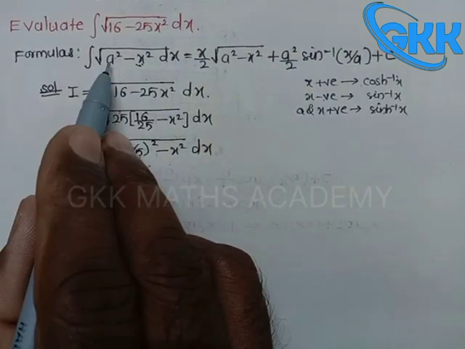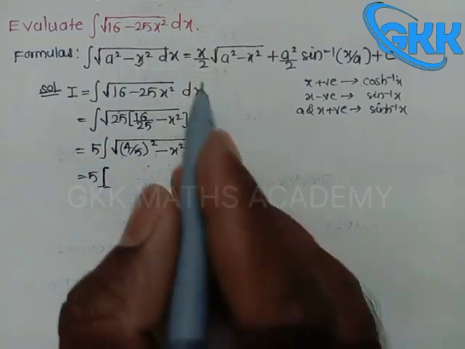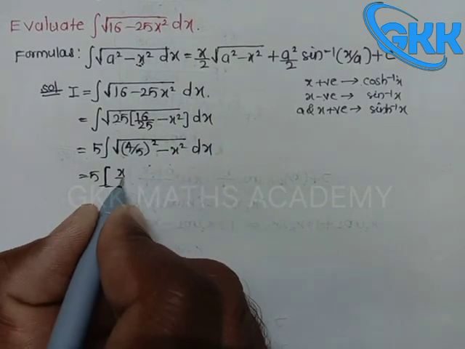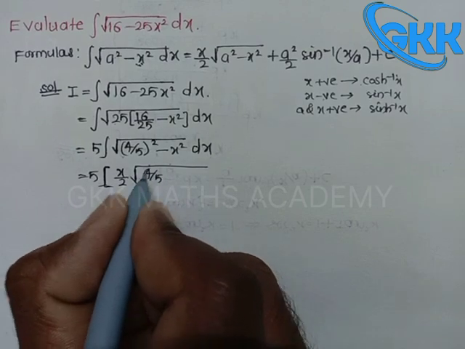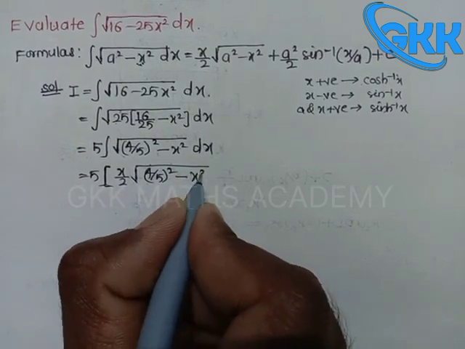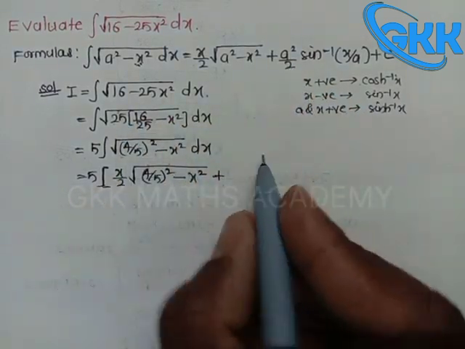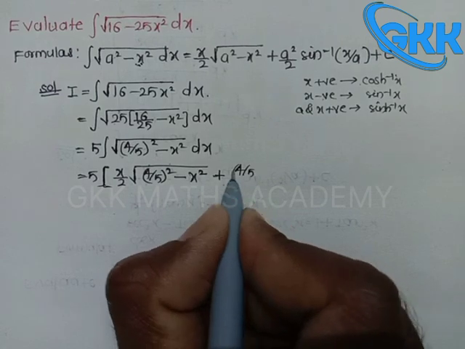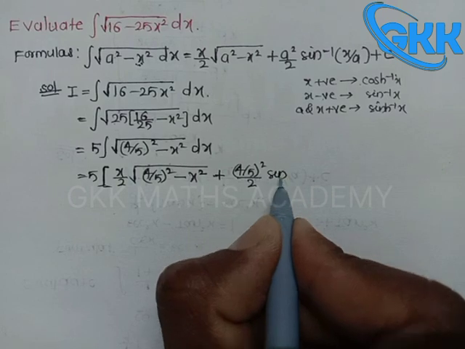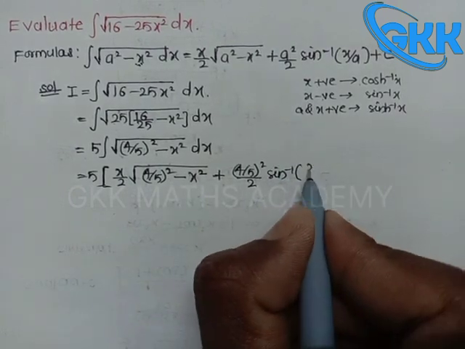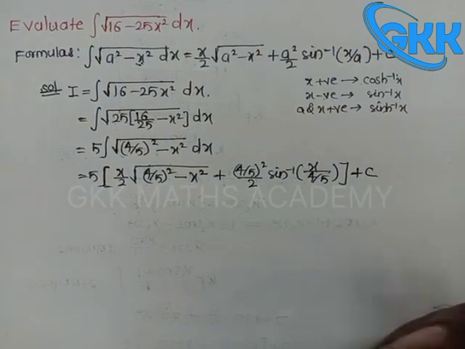It is in the form of a square minus x square, with a as 4 upon 5 and x as x. So what is the formula? x upon 2 as it is, times the square root of 4 upon 5 whole square minus x square, plus half of a square, that is 4 upon 5 whole square by 2, then sine inverse of x upon a, that is 4 upon 5, plus c.